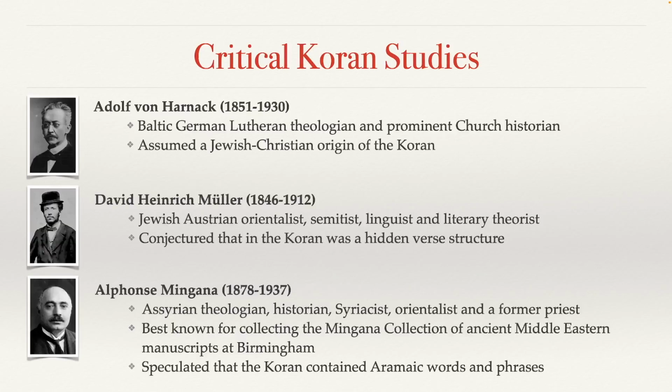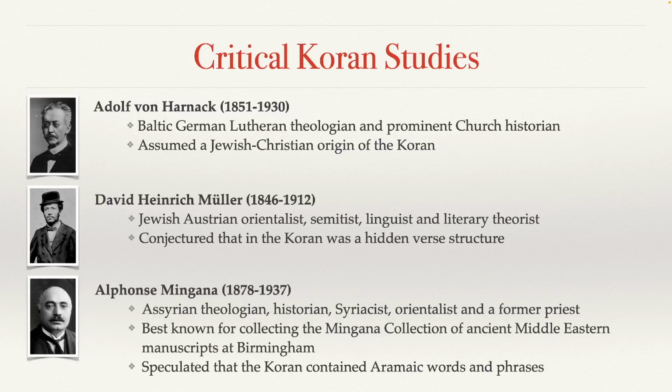And I've presented 3 more. I could have presented 30 more because there was really so much going on towards the turn of the century, from the 19th to the 20th century. But I've limited myself to these 3 because these are also 3 of the scholars that I'm going to be referring to in later videos. So first on this list now we have Adolf von Harnack. He lived from 1851 to 1930. He was a Baltic German Lutheran theologian and prominent church historian. And he assumed a Jewish Christian origin of the Quran, something that we will encounter again and again.